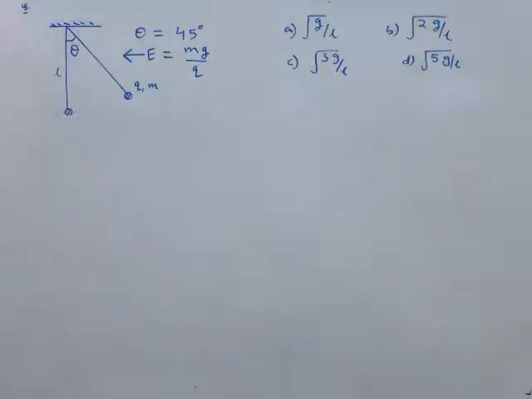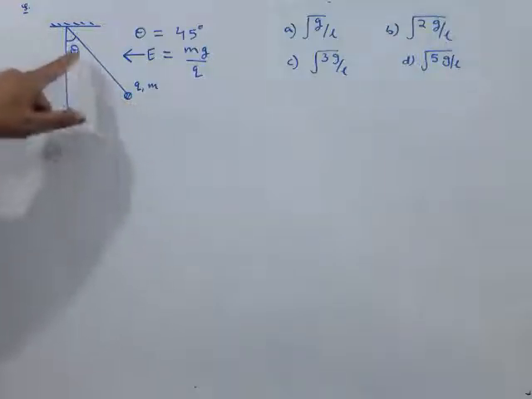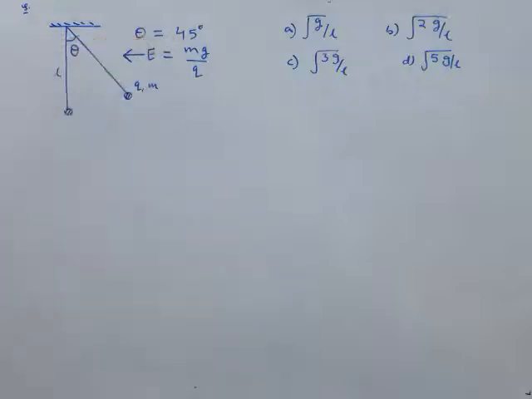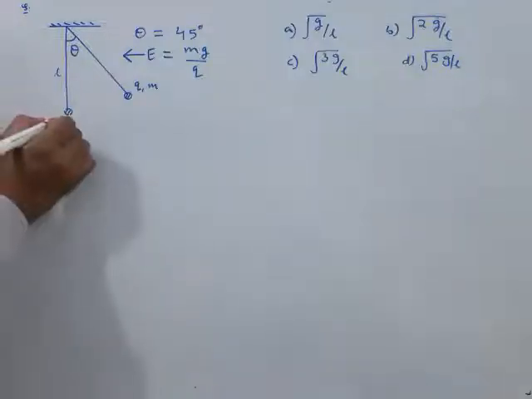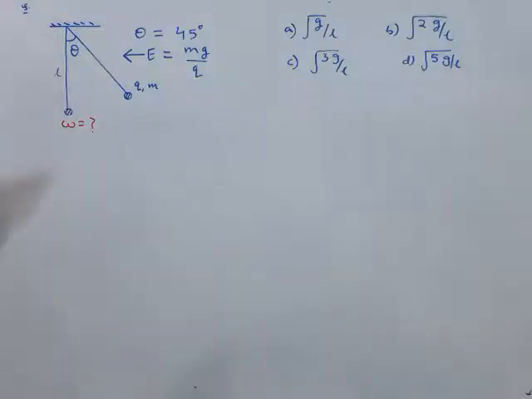If this mass m is released from the position shown in the figure, that is from this particular position, at an angle of theta, where theta is given as 45 degrees, you have to find the angular velocity of the rod when it passes through the bottommost position. At this point, what is its angular velocity? And 4 options are given, out of which you have to choose one.